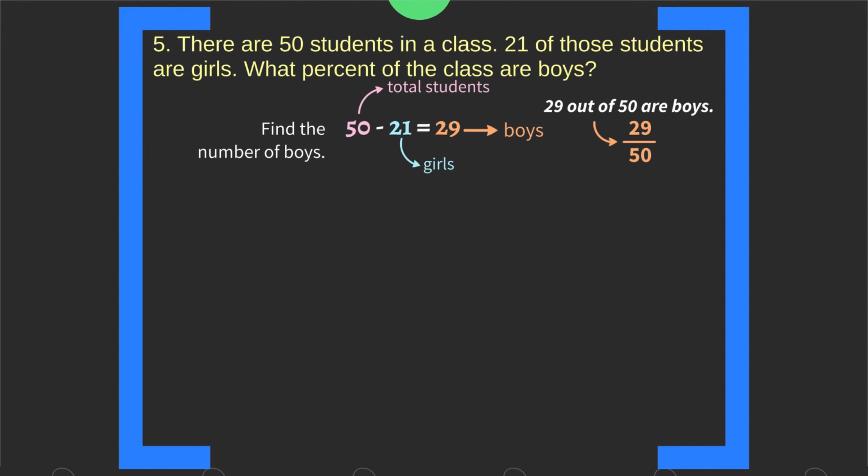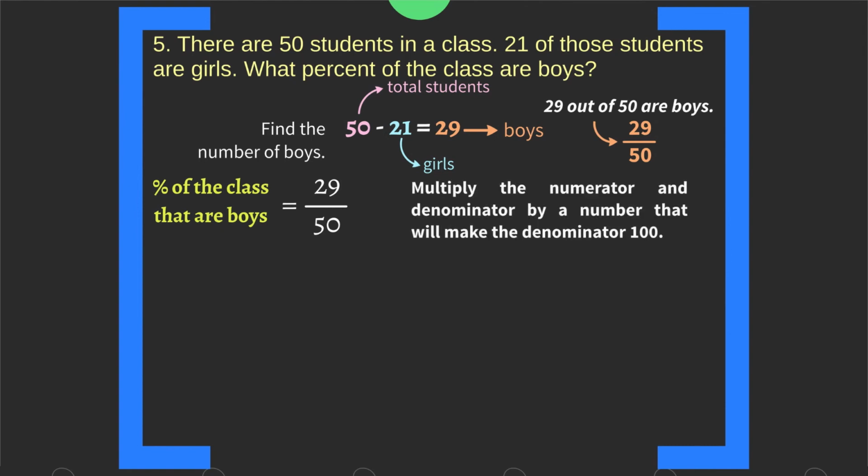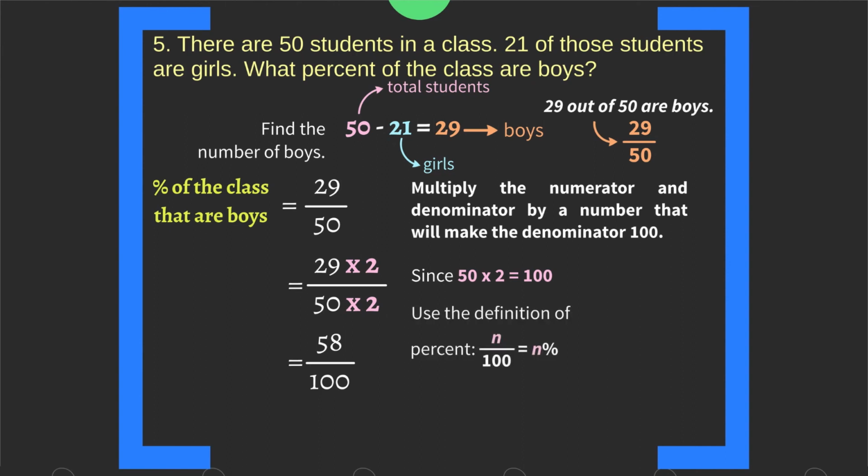We are looking for the percentage. The percent of the class that are boys is equal to 29 over 50. We need a fraction with a denominator of 100. To do that, multiply the numerator and denominator by a number that will make the denominator 100. Since 50 times 2 is 100, we will multiply the fraction by 2. Multiplying gives us 58 over 100. Now the denominator is 100. It gets easier from here. Because n over 100 is equal to n%, and n is 58, the percent of the class that are boys is 58%.